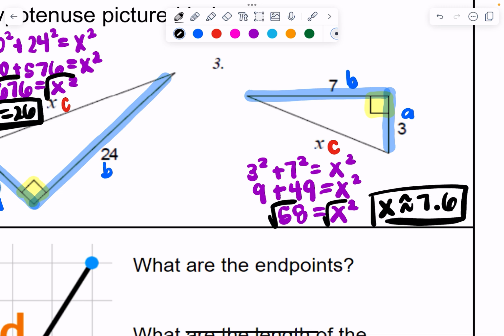And then we're going to double check. The hypotenuse has to be larger than the legs. So if I look at A, which is my 3, 7.6 is greater than 3, so far so good. And then let's look at our B. 7.6 is greater than 7, so we're good on that too. So x being 7.6, or approximately 7.6, is great. All right, so we are going to move to the next example.